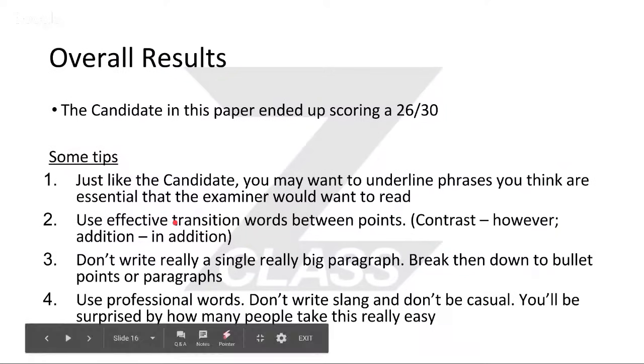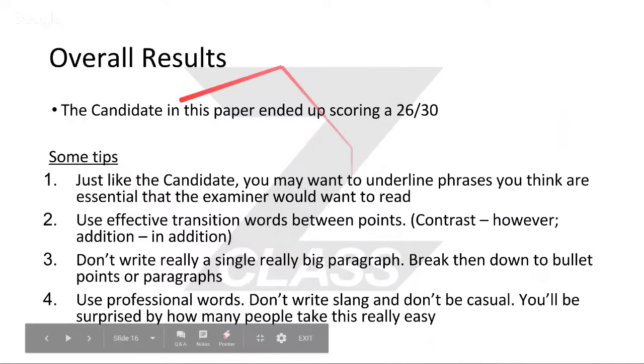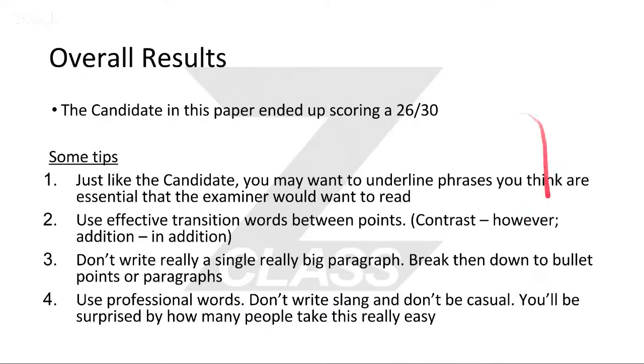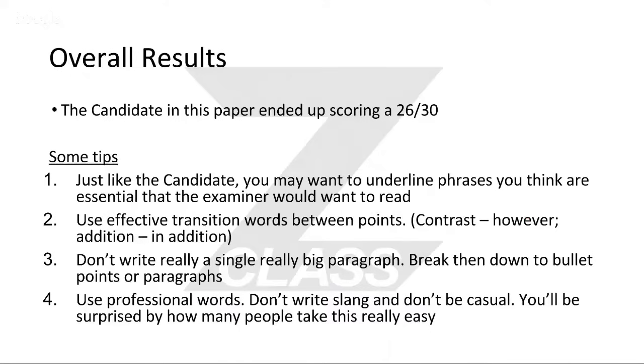And basically some tips. Just like the candidate, you want to underline phrases that you think are really important, so the examiner will just be running down your work. If you underline what's right and that happens to be the marking scheme, you just get a point, and that's how you want to go. Use effective transition words. Definitely do not make it choppy. You want to make it really smooth, like in a flow. So I give examples, however, in addition, stuff like that. These are really important because you'll be flowing between points, and that will let your reader move with you.